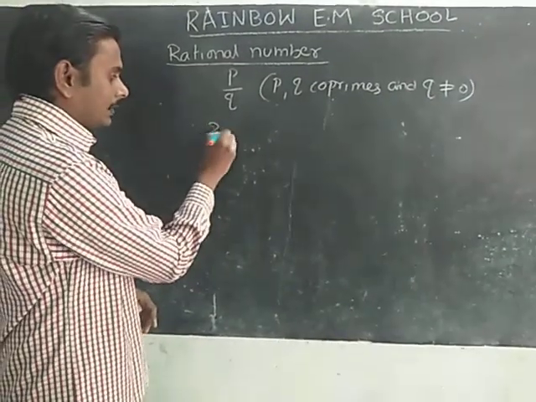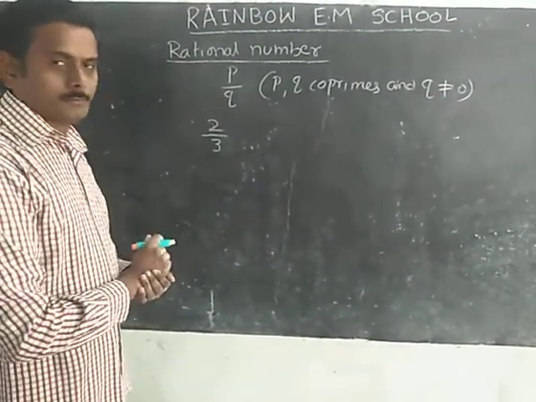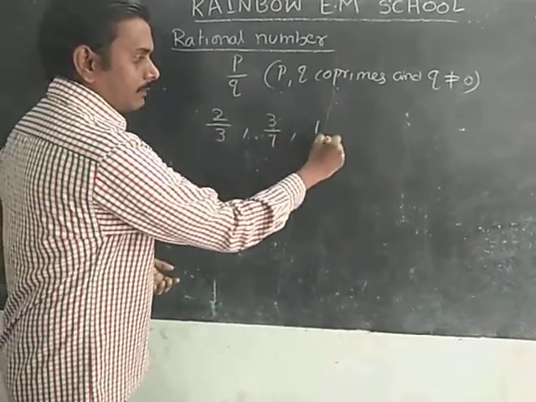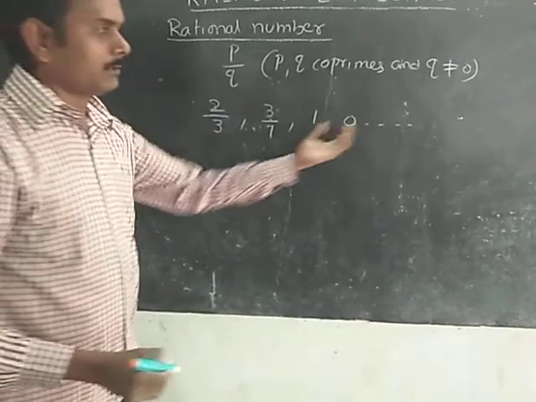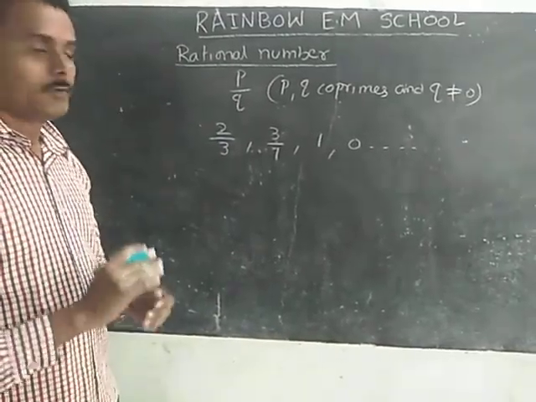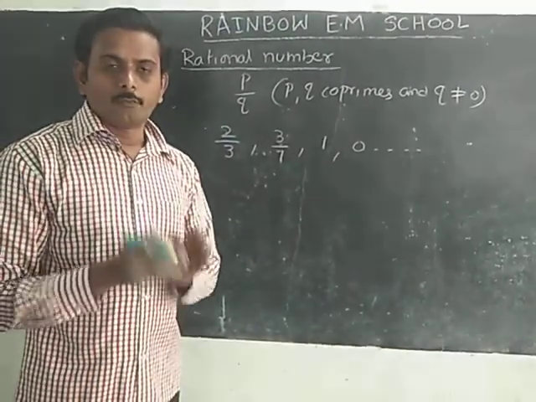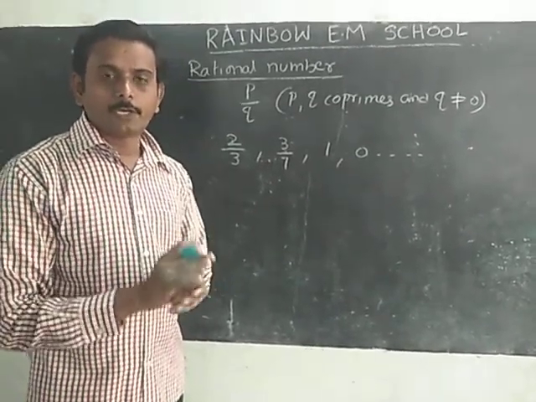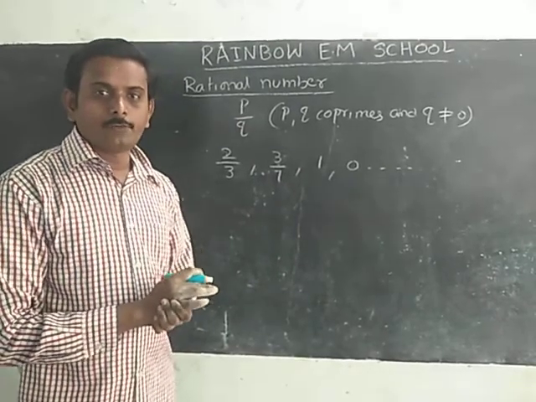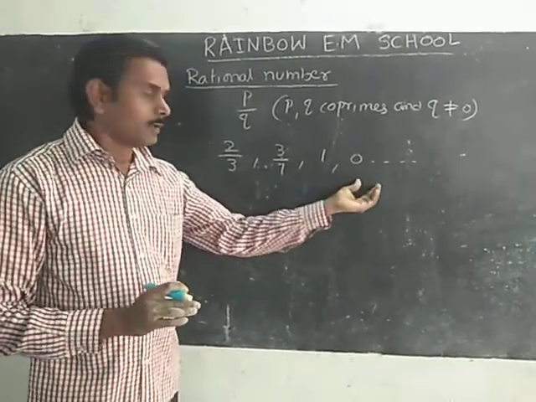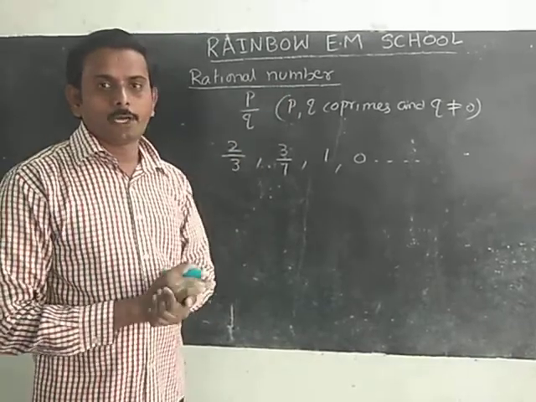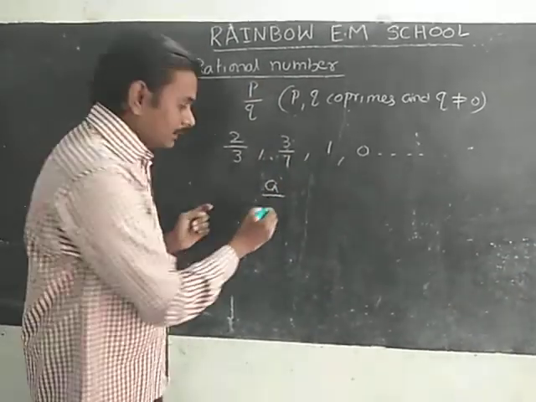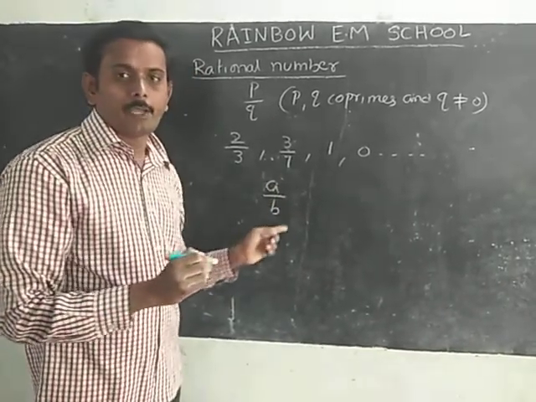Rational numbers means we can take any p by q form: 2 by 3, 3 by 7, 1, 0 and so on. Like this, we can take so many numbers as rational numbers. But here in exercise 1.4, to prove the given number is irrational, we don't take these types of numbers. Only the basic form we have to take. Instead of p by q, to prove irrational numbers we will take the rational number form a by b.